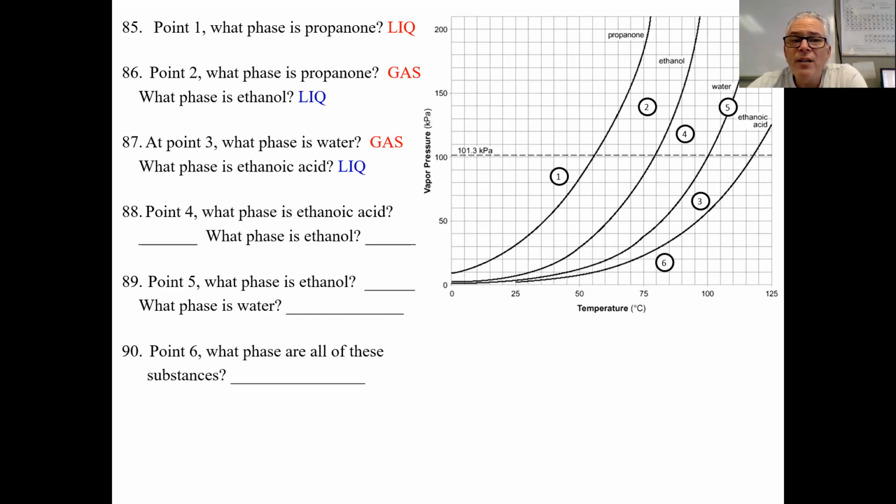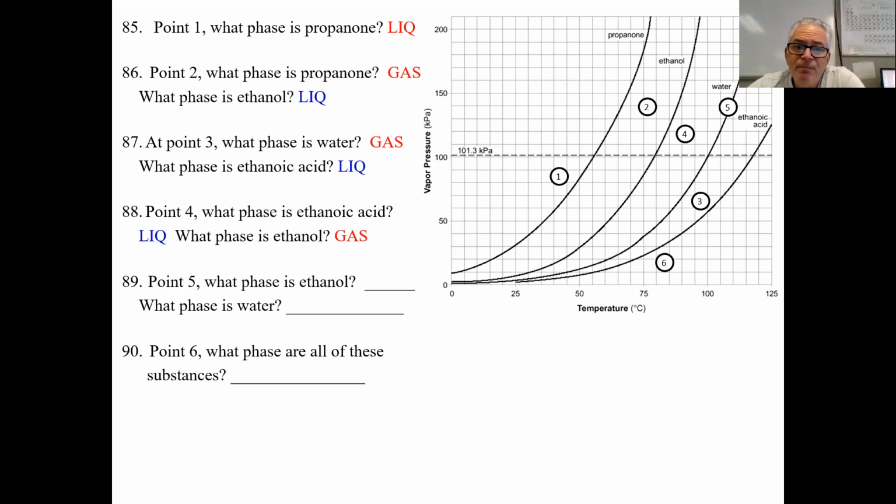It says, what is the phase of ethanoic acid and what is the phase of ethanol at point 4? Well, we're in front of the ethanol curve, but we're way behind the ethanoic acid curve. So ethanoic acid is still a liquid, but ethanol has already boiled at that pressure.